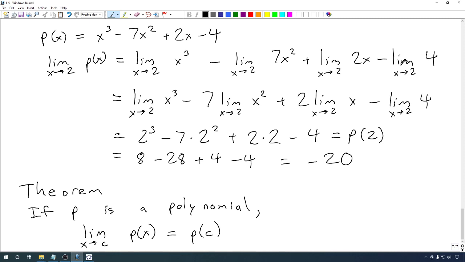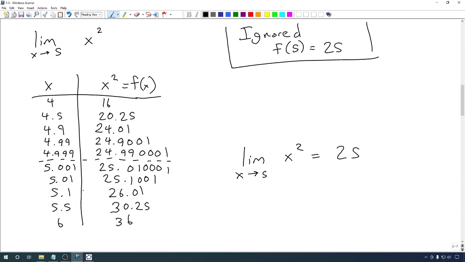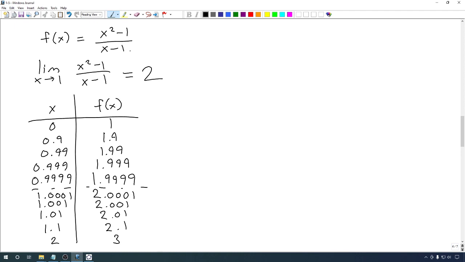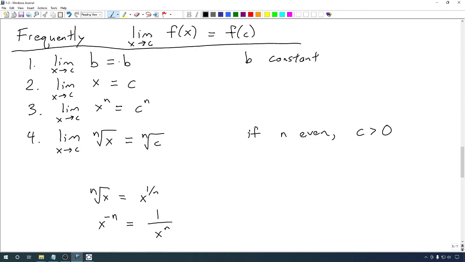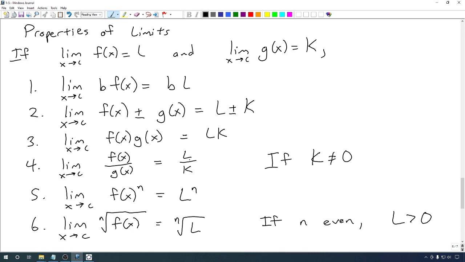Now, we can't always do this. We can't just always plug in the value. I mean, we already saw that with our function, this one right here, where we could not plug in 1. That means these properties aren't going to work immediately, and we're going to have to do a little bit more work to do that. I'm going to do that in another video coming up.